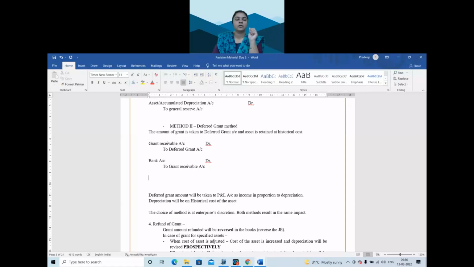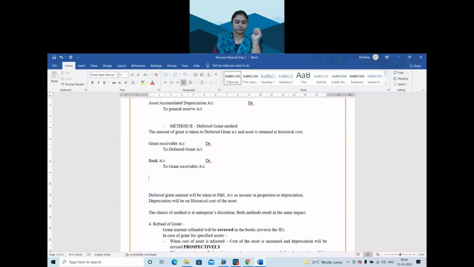In proportion to the value of depreciation, or in proportion to the depreciation of the assets. So for example, if the asset that you are taking has a useful life of 10 years, the grant will also be deferred over a period of 10 years. Okay. So depending on what proportion of depreciation you charge, the grant will also be deferred over that period.